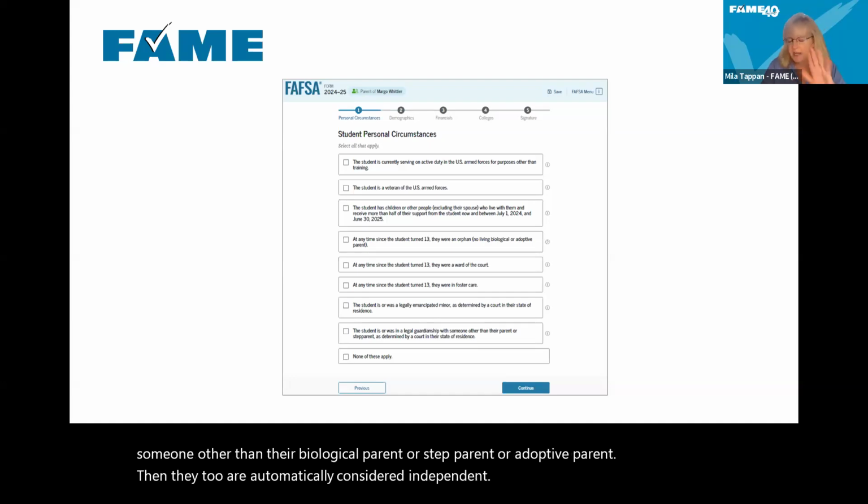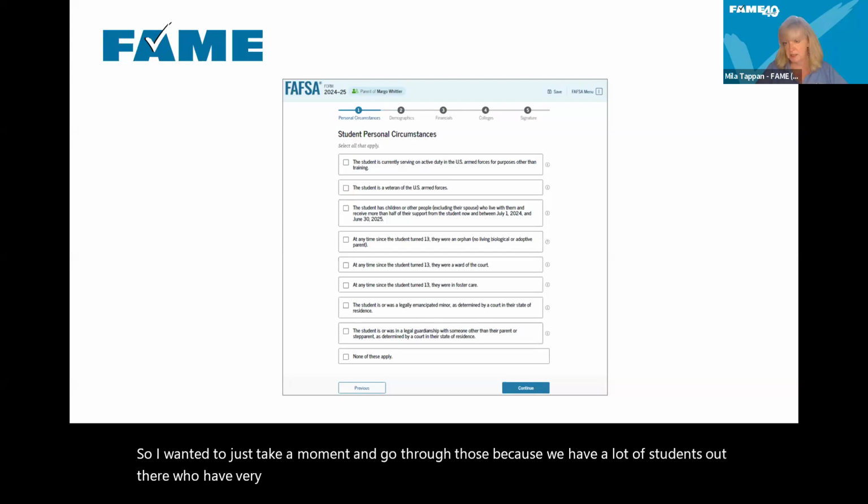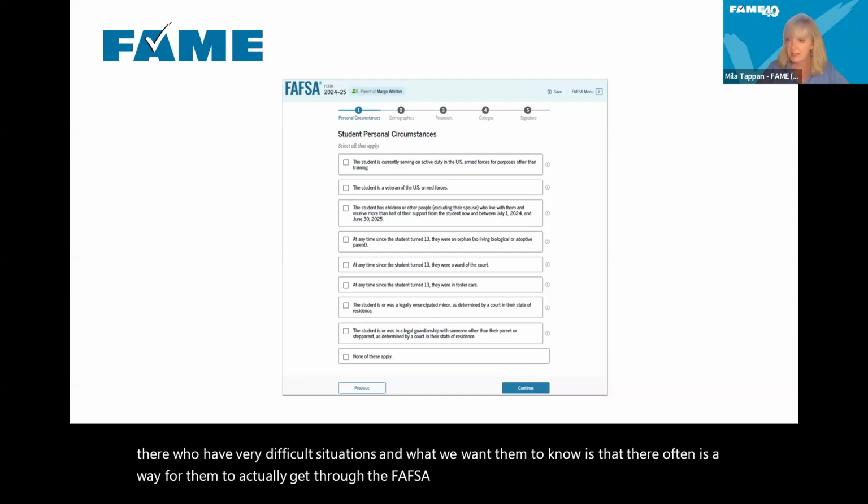So I wanted to just take a moment and go through those because we have a lot of students out there who have very difficult situations. And what we want them to know is that there often is a way for them to actually get through the FAFSA process pretty easily.